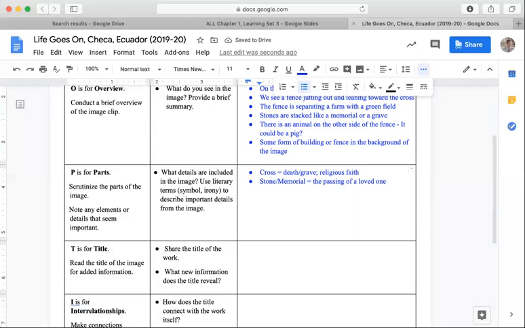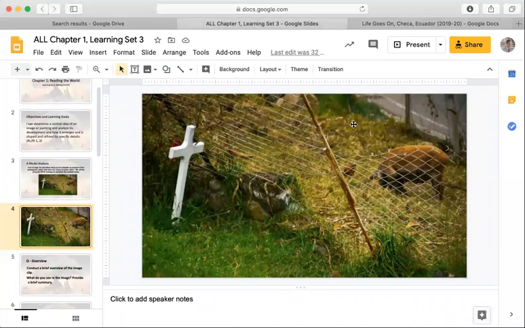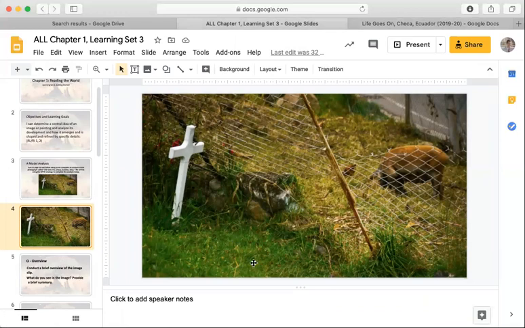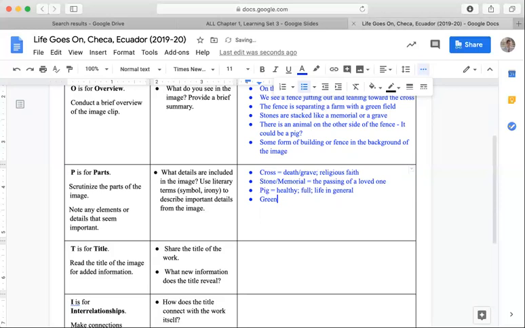When we're talking about the pig and what that might represent, pigs are generally healthy, right? It means a healthy, full life, maybe, or life in general. Let's see, what else can we examine? The color green is probably worth noting. It's really, really healthy and green on this side, whereas over on this side, the grass seems to be a little bit more dead. So that's worth noting. So we could say greenery: grass is greener on the side with the cross.